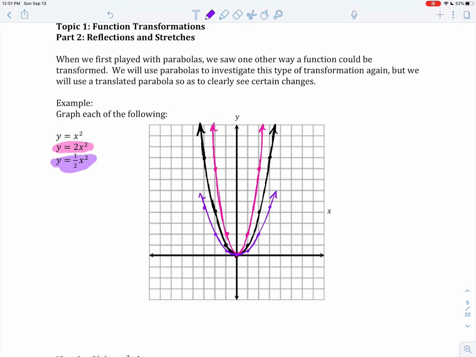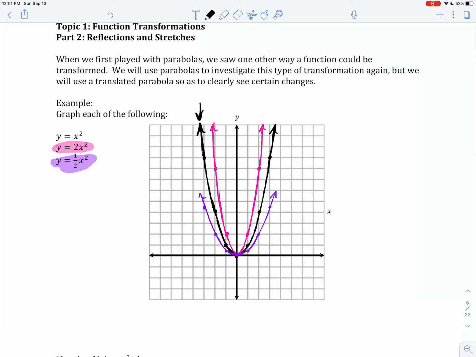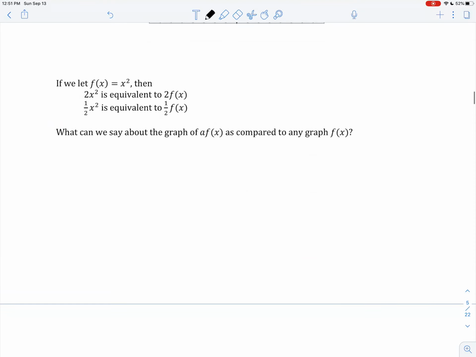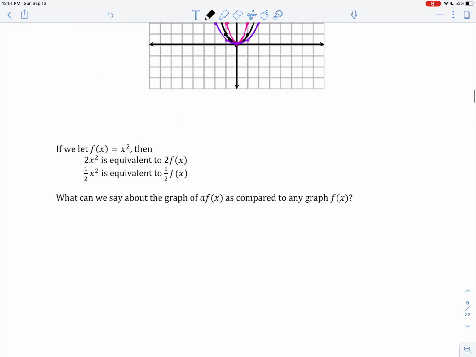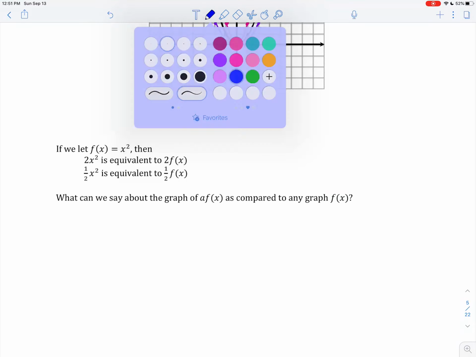So we've got these three parabolas. We've got our parent parabola, this y equals x squared here, but then we've really stretched that whole thing out to get the pink one and really kind of squished everything down to get the purple one. So what's the dealio? Well, we know that there's a vertical stretch factor going on.